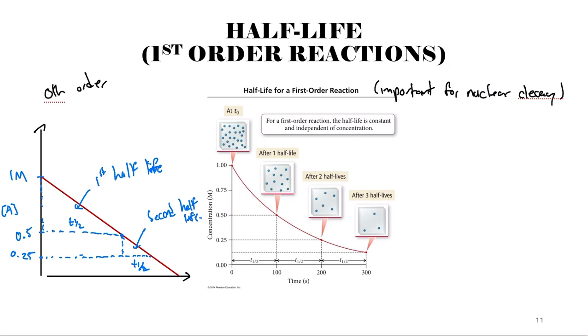Whereas for the zeroth order reaction, it takes 1 million years for the first half-life. The second half-life might take 500,000 years or something. So it gets shorter and shorter to keep halving the concentration.